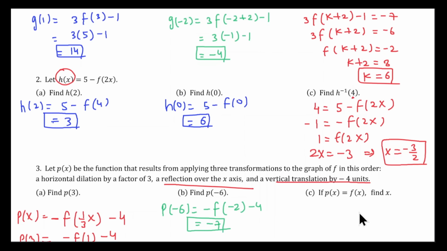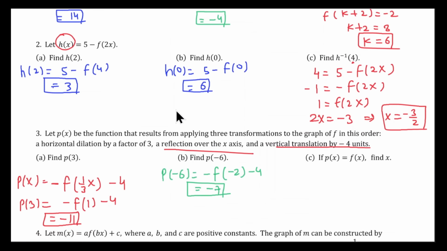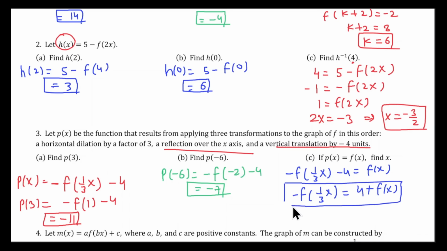And okay, this one is a really good question. It's a pretty good question. When are p of x and f of x the same? p of x is negative of f of 1/3 x minus 4, and this should be equal to f of x. That's what they are saying. I want these two obviously to be equal. Now, I think you can definitely rearrange this a little bit. So negative of f of 1/3 x is equal to 4 plus f of x. Now, there's not really any algebraic way to solve this equation.